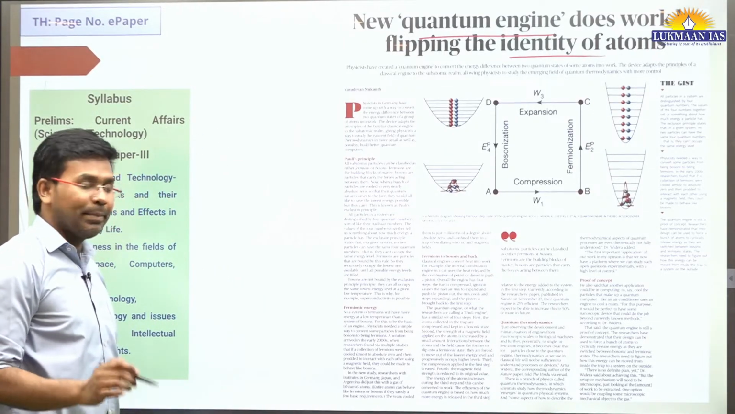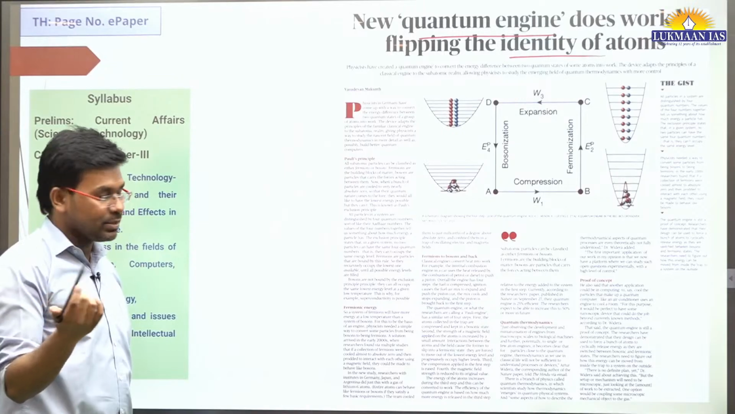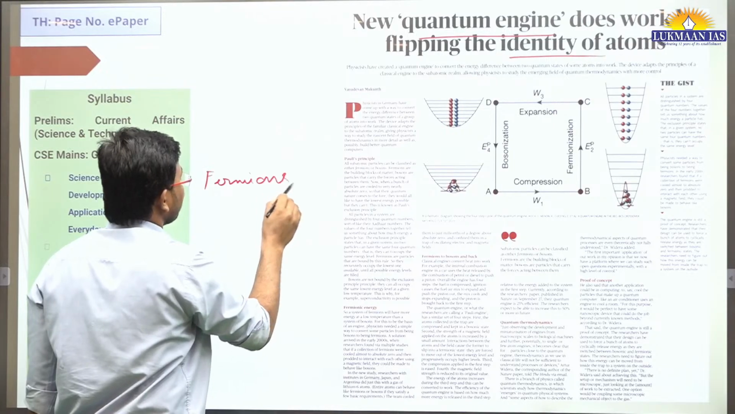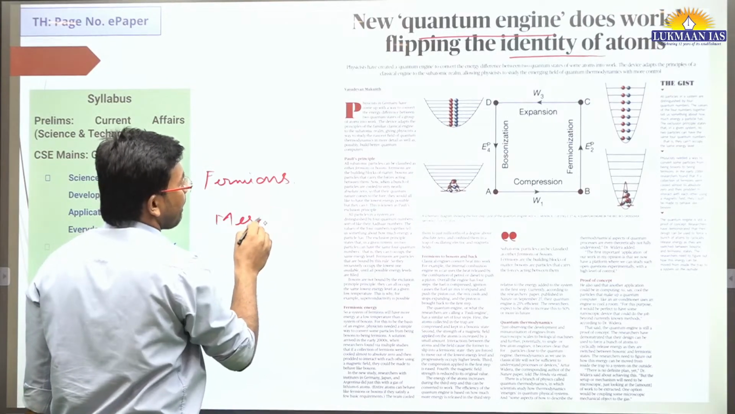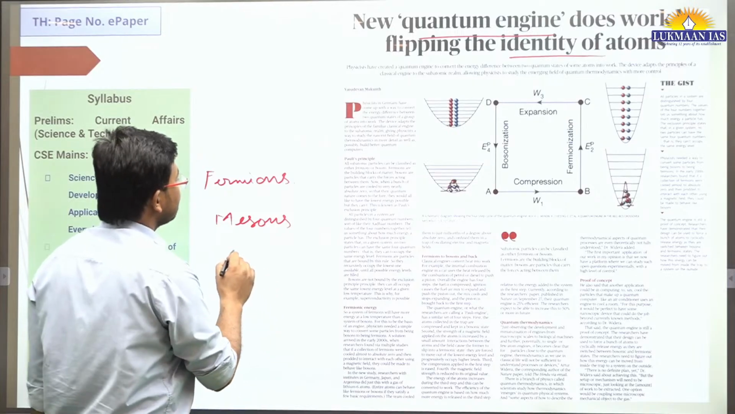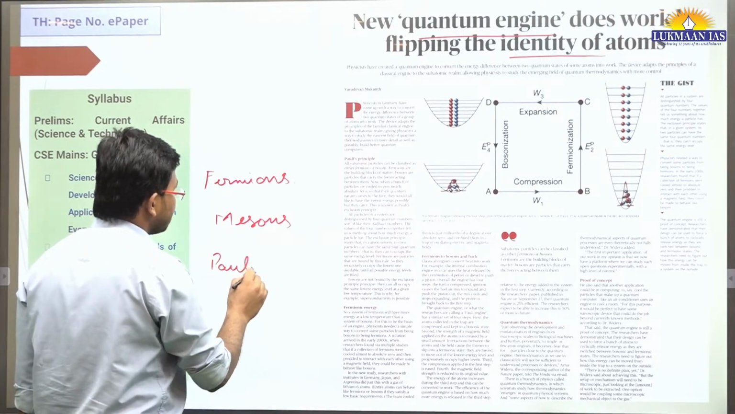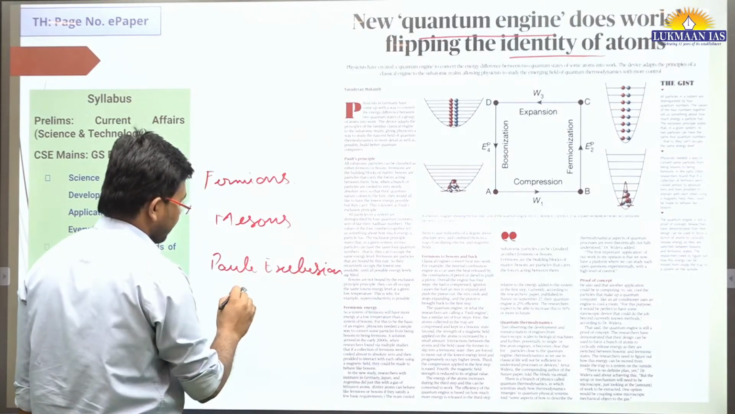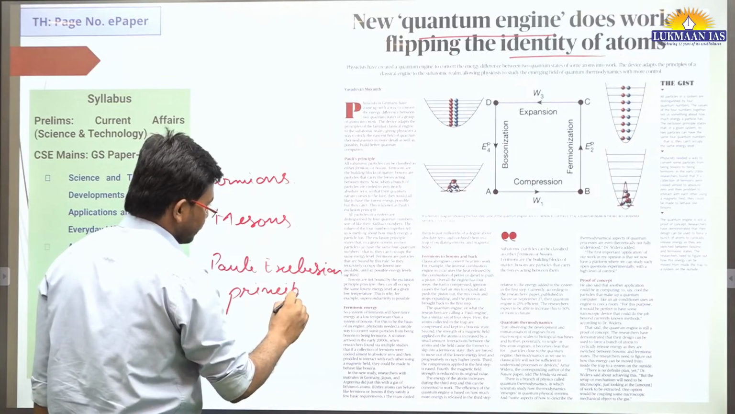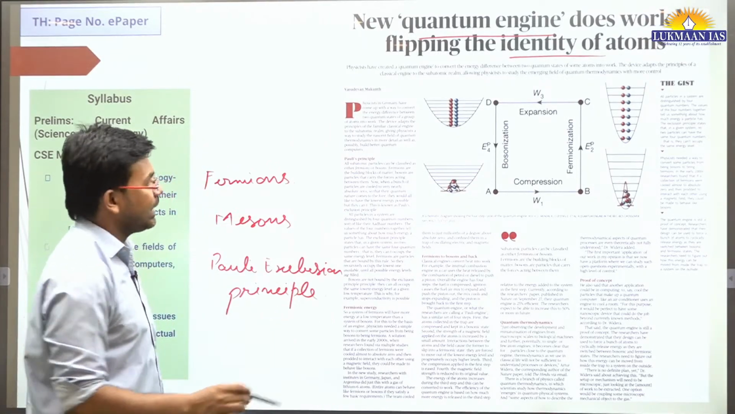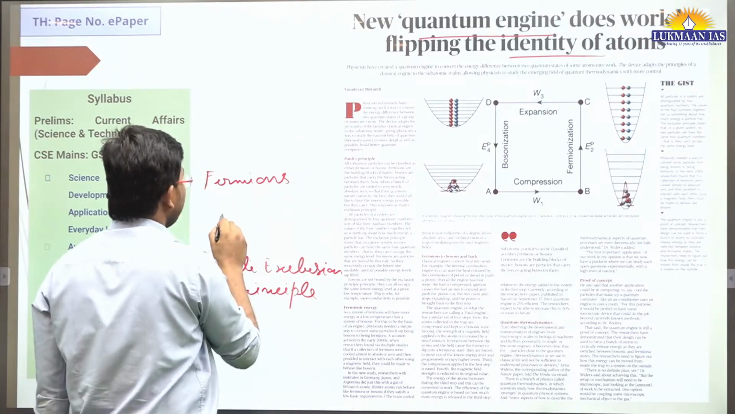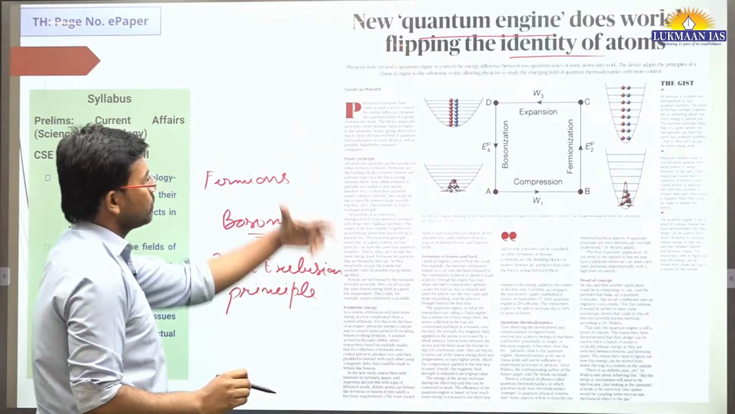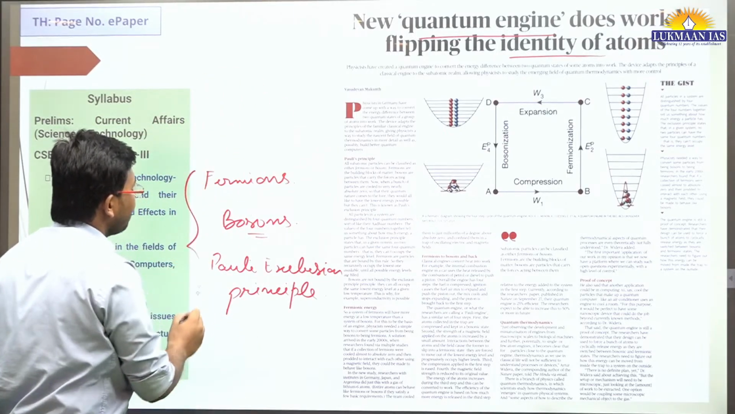In this article they have basically discussed two or three things. One thing they have discussed is fermions. They have discussed the Pauli exclusion principle. Now we need to understand, not mesons, they have discussed bosons. Okay, they have discussed bosons. These are part of the standard model of physics.